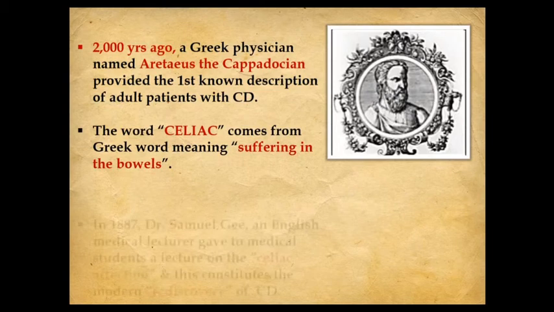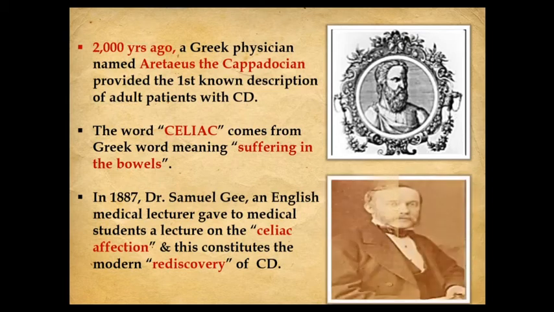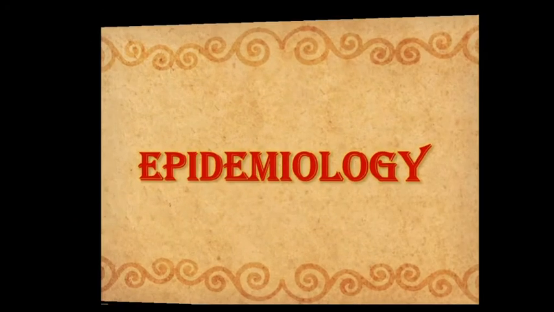The word celiac comes from the Greek word koiliakos, which means suffering in the bowels or in the abdomen. Then in 1887, Dr. Samuel Gee, an English medical lecturer, gave medical students a lecture on celiac disease, or celiac affection, and this constitutes the modern rediscovery of celiac disease.